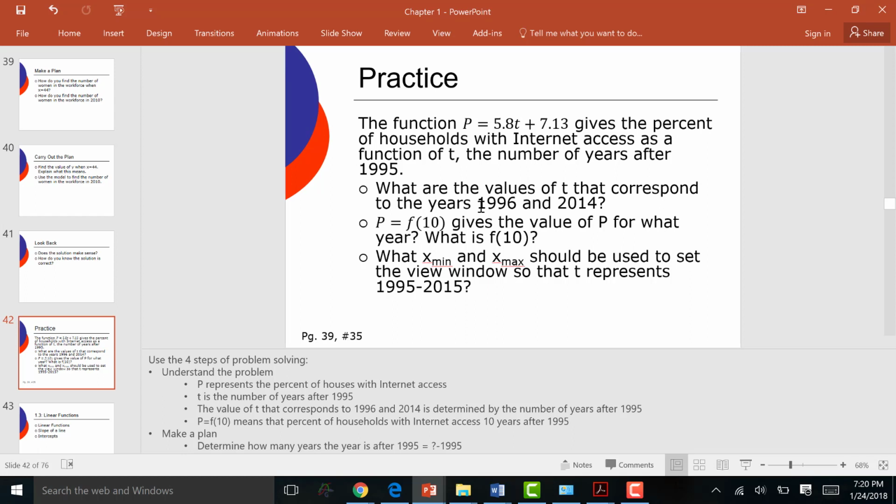All right, questions? All right, go to the homework because I want to see where you are, because this is the end of 1.2, so we just finished. Yes? What was the last one? The X minimum? Oh, okay, we didn't do the last bullet.